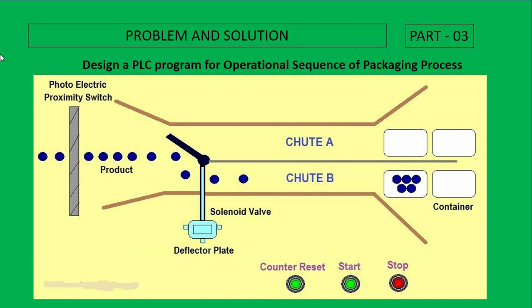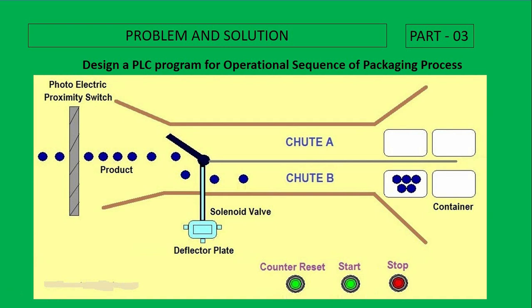When the second count of 5 is reached, the solenoid operated deflector de-energizes to channel the product back to chute A, and the sequence is continuous. So I will give you information. There are two chutes, chute A and chute B. Stop push button is pressed anytime to stop the process.